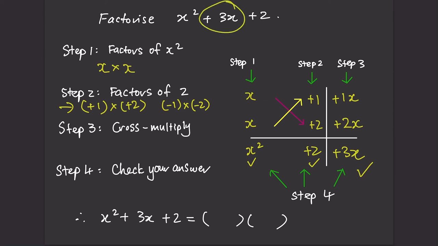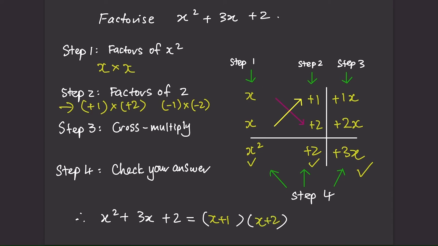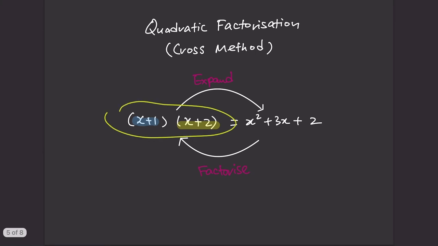So therefore, this really serves as a checker for us to check whether we have gotten the correct sets of factors. So now what we do next is, this is one pair of linear factors, this is the other pair. So what we have now is x plus 1 multiplied with x plus 2, as we have seen previously. All right, so that's here.